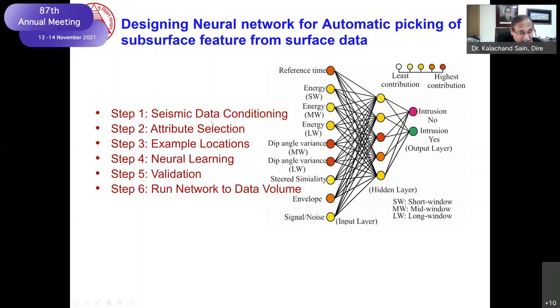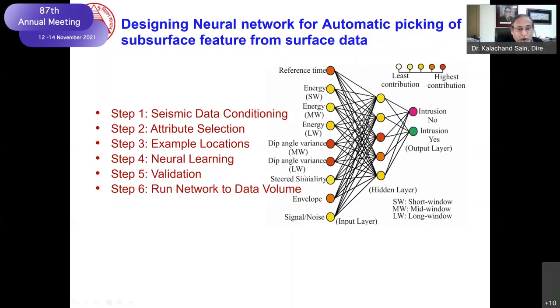Seismic data conditioning. And then we need to select some attributes. I mentioned in one slide that an attribute is a characteristic property of a subsurface geologic feature. Then we need to train the system, and for that, we have to identify example locations, and then we have to do some sort of testing or validation. Then we need to run the network on the entire volume of data.